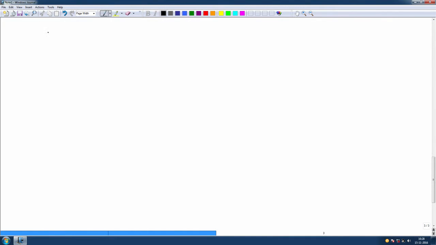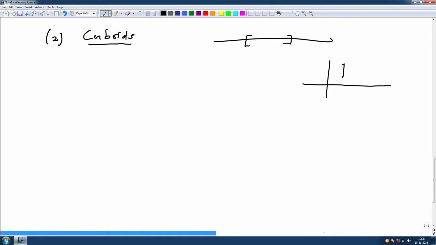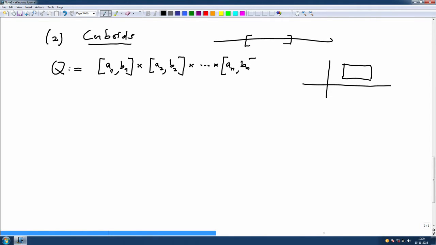Second one is cuboids. What are cuboids? For n equal to 1, the cuboids are just the closed interval. For n equal to 2, they are just rectangles. And more generally, for arbitrary n, cuboids I will denote by the symbol q. This is by definition: you take the closed interval a1, b1, cross a2, b2, cross an, bn. So for n equal to 3, a typical cuboid will look like this. Not necessarily are all the sides of equal length, maybe different lengths, but this is a cuboid.